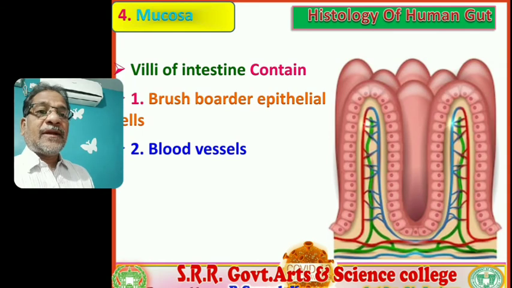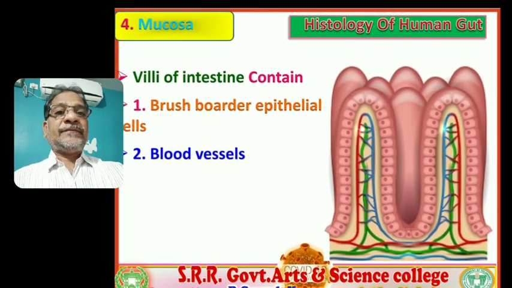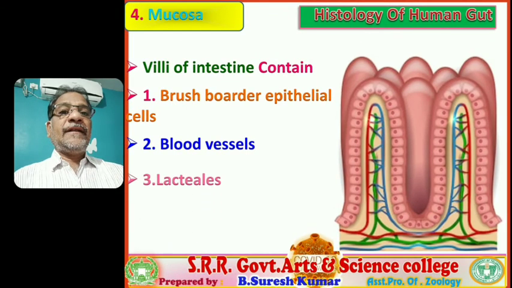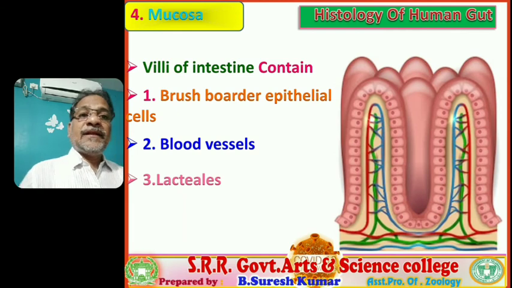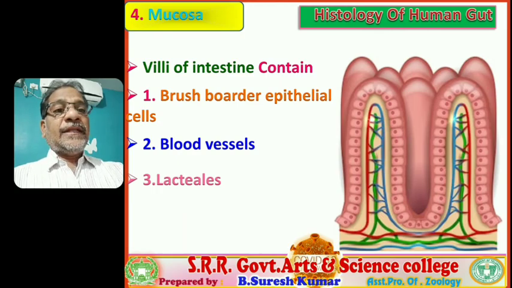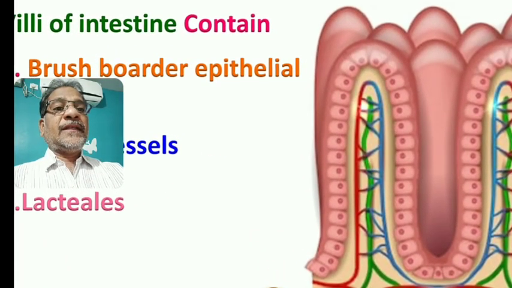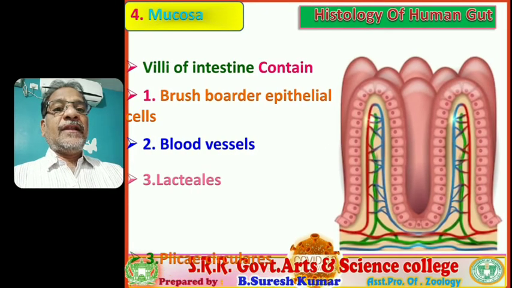So that capillary network is present in the lumen of the villi of the intestine. Blood vessels are present, and besides that, lymph vessels are also present. The lymph vessels present in villi are called lacteals. In this visual, the green color vessel is the lacteal, the lymph vessel.